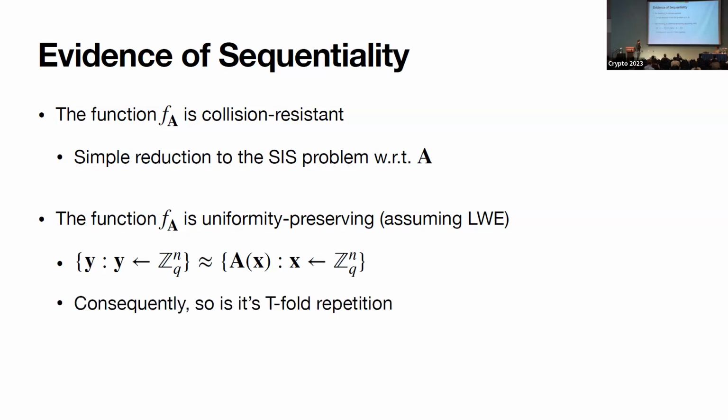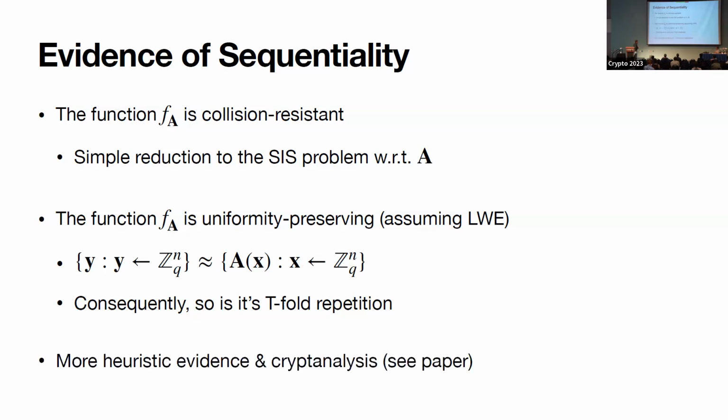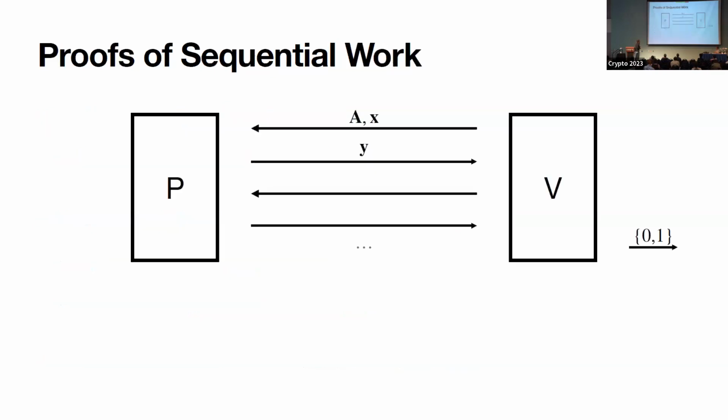And in the paper, we have other more heuristic arguments along with some cryptanalysis. So our philosophy to prove sequentiality is to show that this function shares as many properties as possible with random oracles. And the reason is that for random oracles, we can actually prove that they are sequential. So the closer they are, the more confident we can be about the sequentiality of the function.